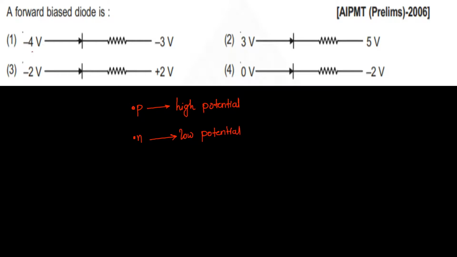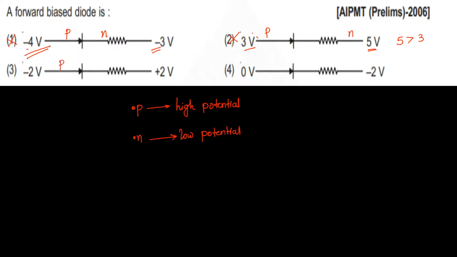So if I see the first option, this is P region and this is N region. Here the potential is -4 and here the potential is -3. So this can't be the answer. Let us see option 2. Here the potential at the P region is 3 volts and at the N region is 5 volts. Here 5 volts is greater than 3 volts, so this is also not an option.